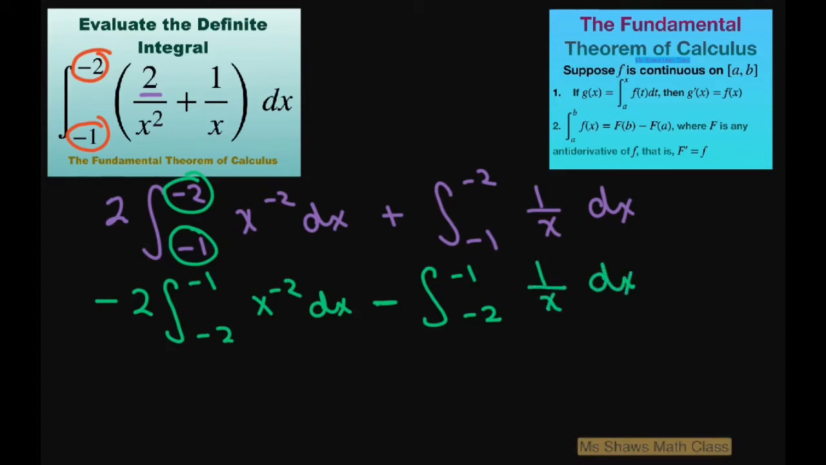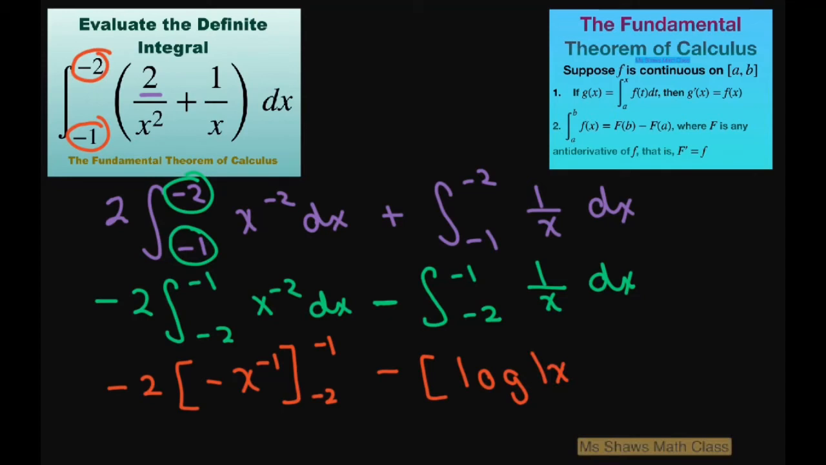Alright, so doing these separately, for this piece, when you integrate it, you're going to get -2, and this is going to be -x to the power -1, because you're adding 1 here. And we're going to evaluate this from -2 to -1. Minus, this is going to be natural log or log, it doesn't matter, I'll just put log. Log of absolute value of x. And we're evaluating this from -2 to -1.